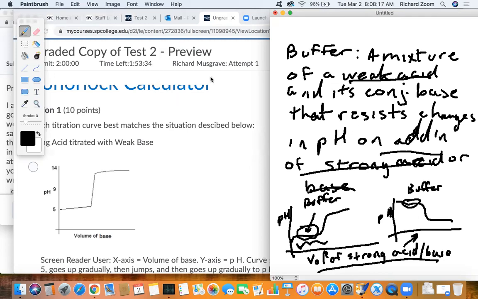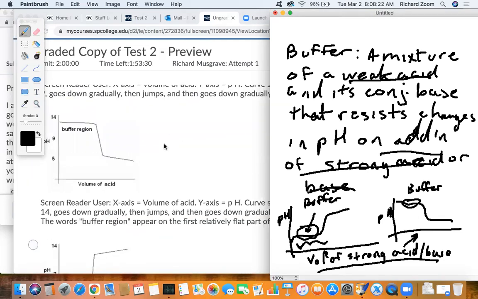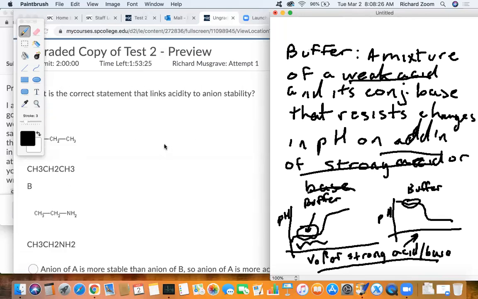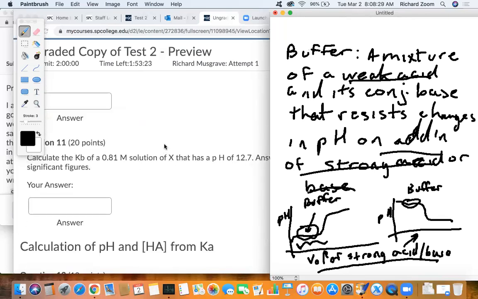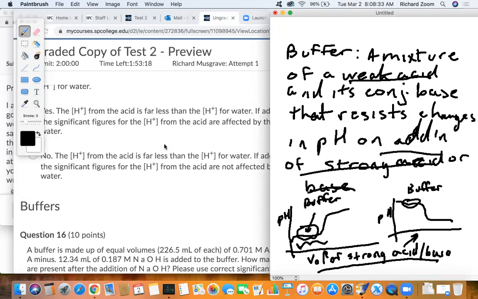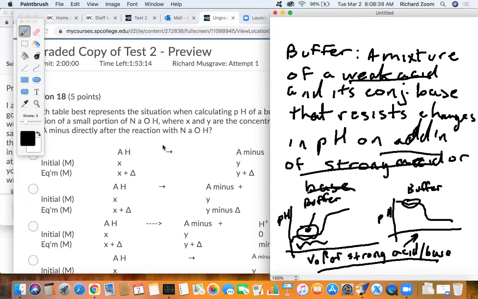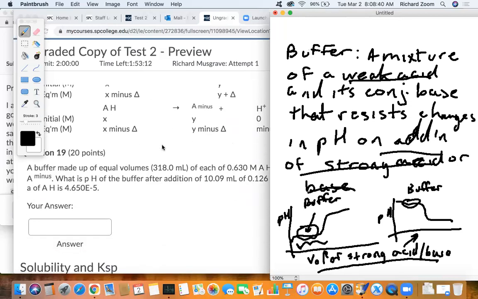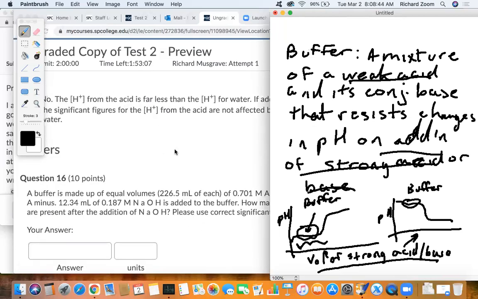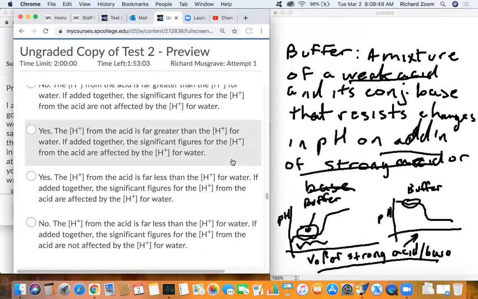Can you go over buffer problems? Okay. So what I'm going to do, Kate, is go over problems 16 through 19. Okay. So let's look at 16 first.